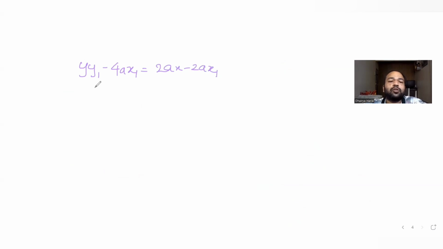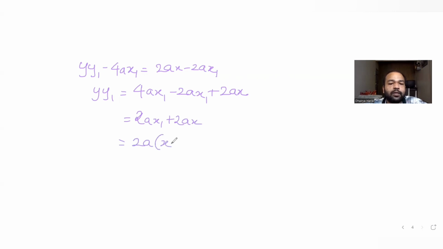If I bring this 4ax1 also to the other side, it becomes 4ax1 minus 2ax1 plus 2ax. So you get y y1 equal to 4ax1 minus 2ax1, which is 2ax1, plus 2ax. So you get 2a common, x plus x1. So you get this equation of the tangent at the points which are on the parabola. So the equation of tangent, I am getting in the form y into y1 is equal to 2a times x plus x1.